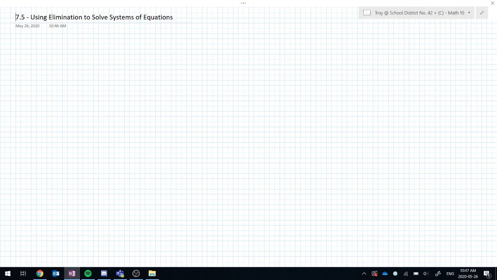Hello everybody. So today we're going to take a look at the next section in chapter 7, which is still going to be solving systems of equations, but this time we're going to take a look at a second method to solve it, which is called elimination.